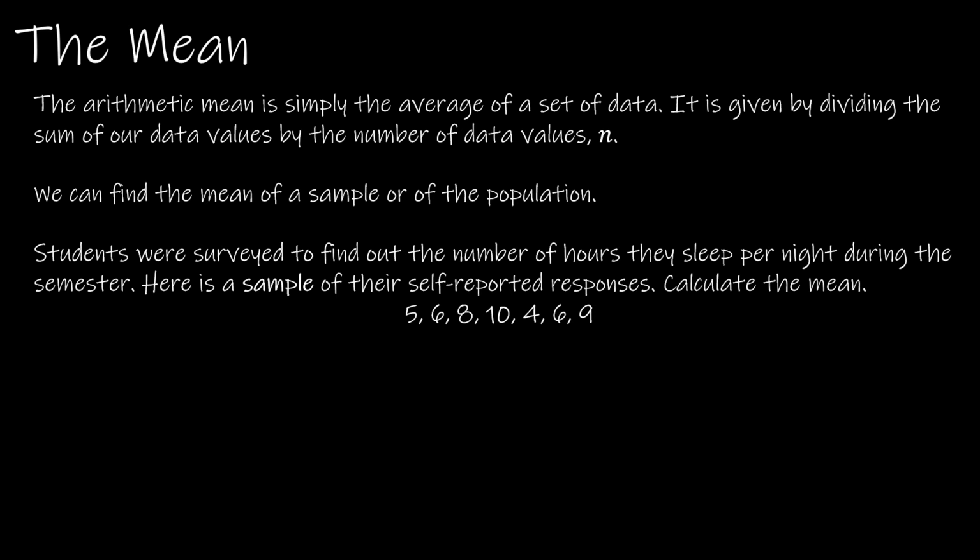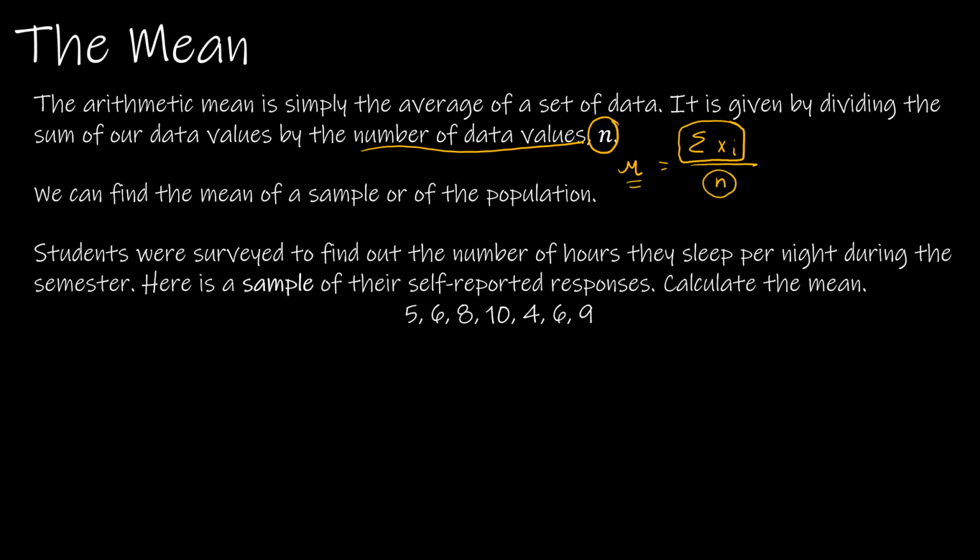The mean is simply the average of a set of data. To find the mean, we're going to add all of the data values together and then divide by the number of data values. Whenever you see the variable n, lowercase, that is what n refers to, the number of data values. So you might see something like the sum of xi divided by n equals mu. That's just fancy math talk for find the sum of all of the data values, divide it by n, and that's going to give you your mean.